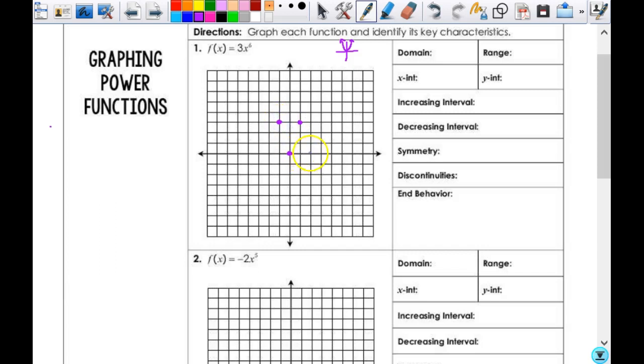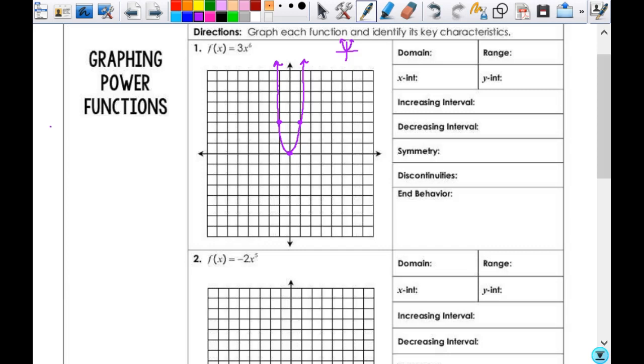So if I substituted in 2, 2 to the 6th power is a pretty big number, and then I have to multiply it by 3. Is there any chance of it being on my graph? No. So it's way, way off my graph, which means this is going to be pretty skinny here, and it just looks like this. Because we know that we're going to have symmetry, and it's going to be way off my graph up there.